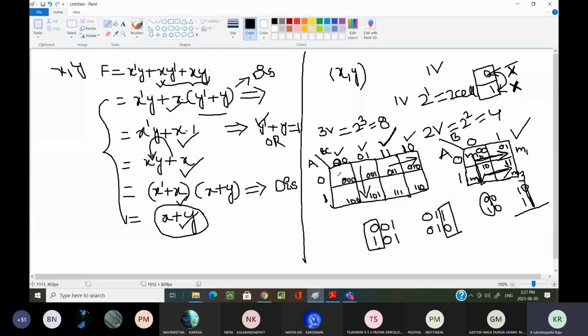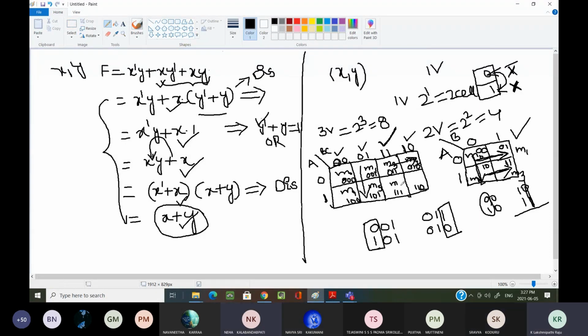Coming to the 3 variable K-map, now tell me the min term locations. Why? Because each and every cell is representing one min term. Now tell me. M0, this cell is M0. What about the next one? M1. What is the next one? M3. What is the next one? M2. What is the next one? M4. What is the next one? M5. What is the next one?